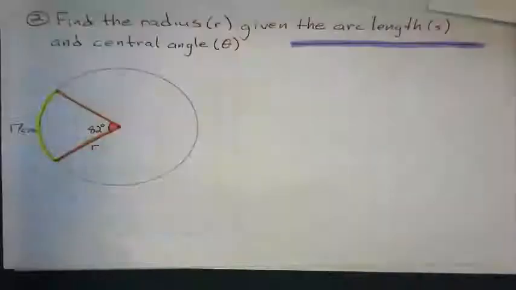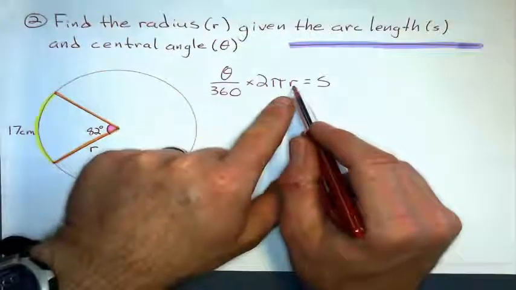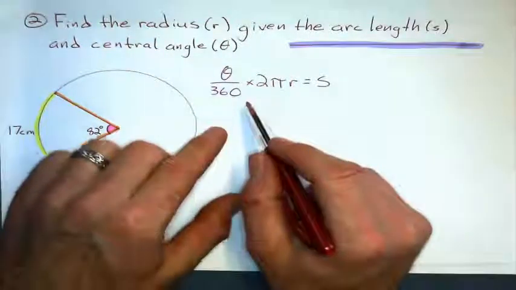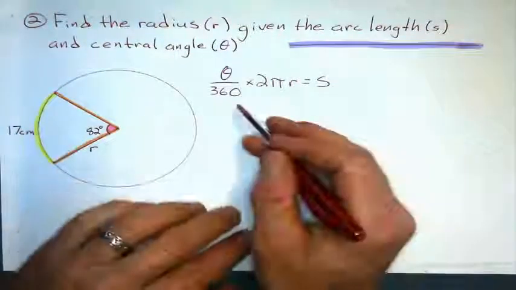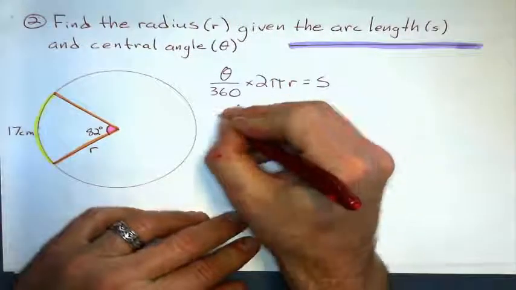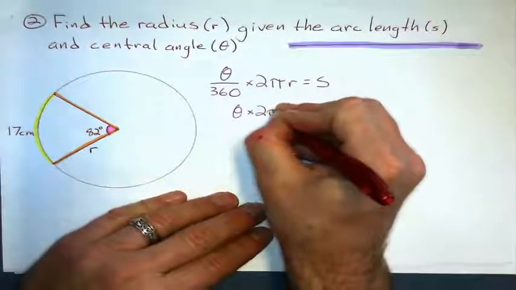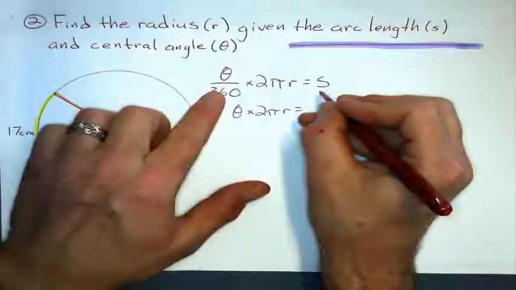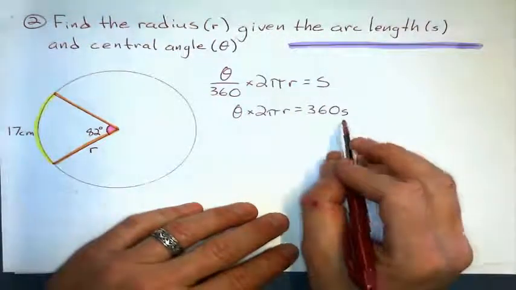So I'm going to write it out. Okay, so stick with me here. I want to get r by itself. I want to have r equals my formula. So to do that, I'm going to multiply the arc length by 360 to get rid of that fraction. And I get theta, the angle, whatever that is, well, it's 82, times 2 pi r equals s times 360, which is just 360 times s.